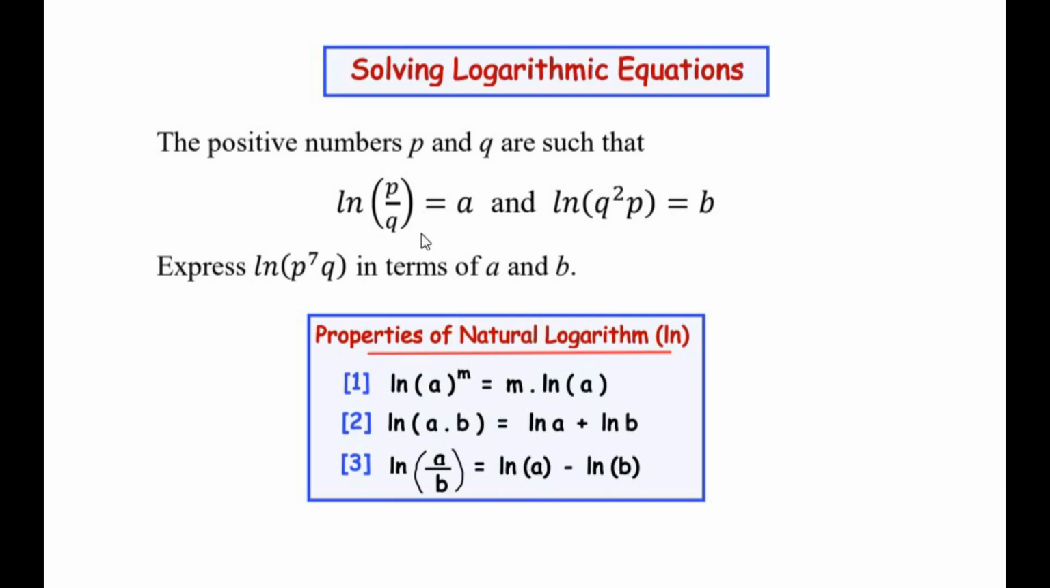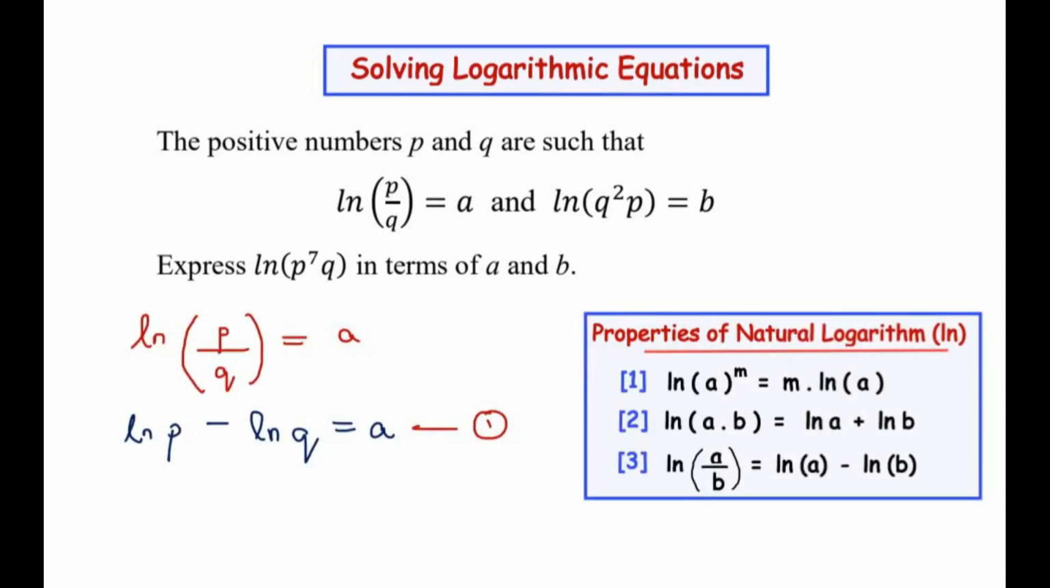Now let us focus on the first equation given. Here we have written the first equation, ln of p divided by q is equal to a. Now making use of the third property, that is the quotient rule, we have written ln of p divided by q as ln p minus ln q is equal to a. Now let us consider this equation as equation 1.